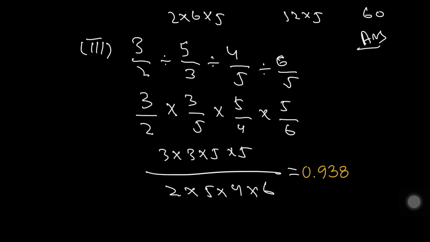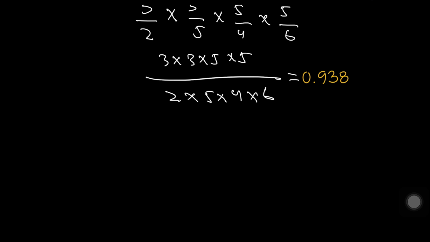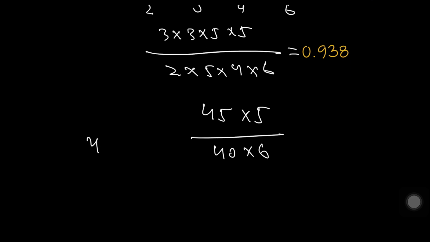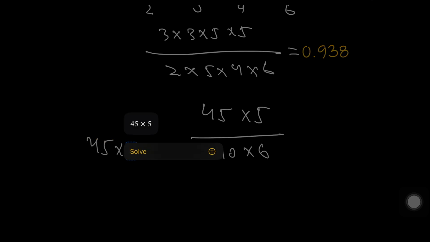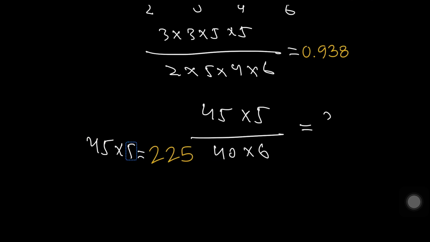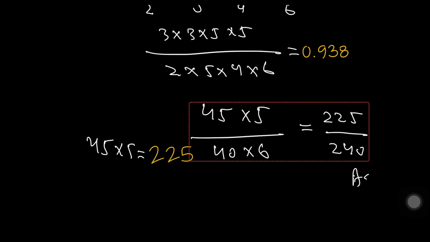So this is 0.938 in decimal, our final answer. And we check in fraction form. 3 times 3 is 9, 9 times 5 is 45, and multiply 5, divided by 2 times 5 is 10, 10 times 4 is 40, and 40 multiply 6. So we are getting the answer 225 divided by 240. So this is our final answer of this question number 3.